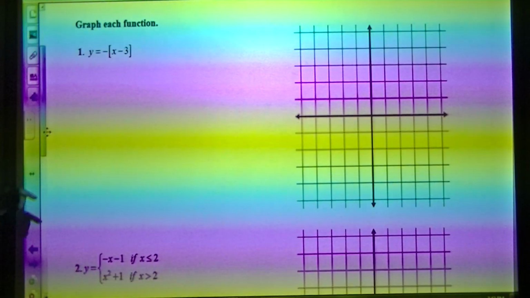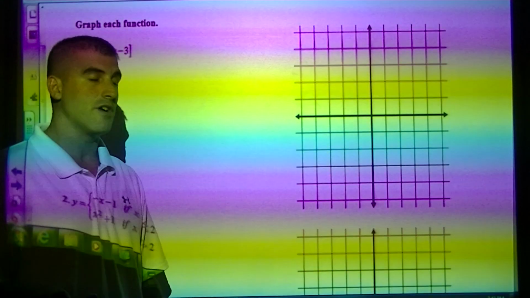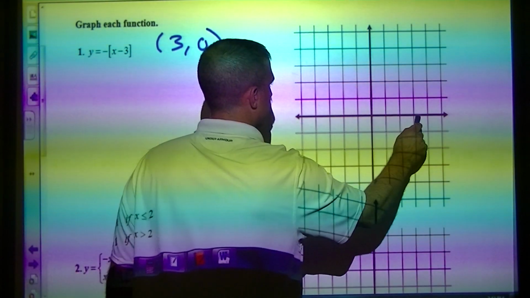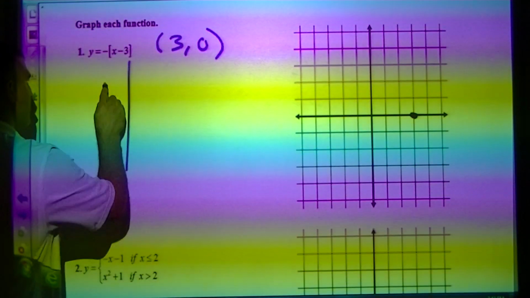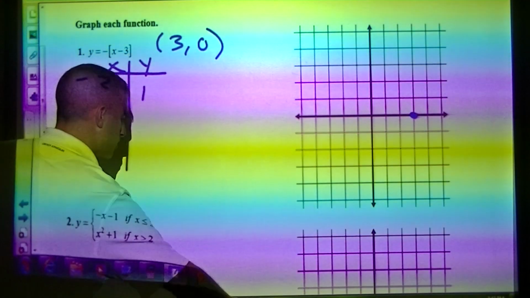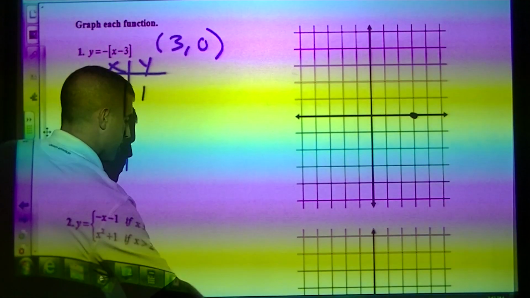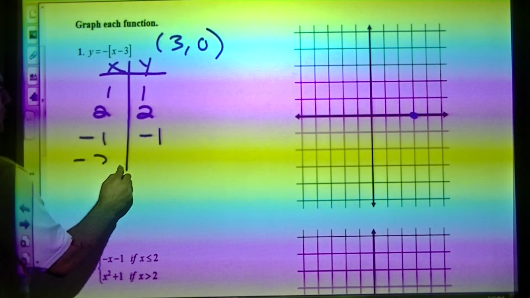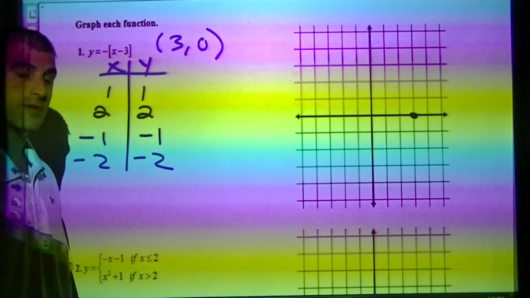Okay. So once again, I'm going to do my step function on this. My anchor point is 3, 0. My regular points are 1, 1, 2, 2, negative 1, negative 1, negative 2, negative 2. We get those from the parent graphs that we did in class.